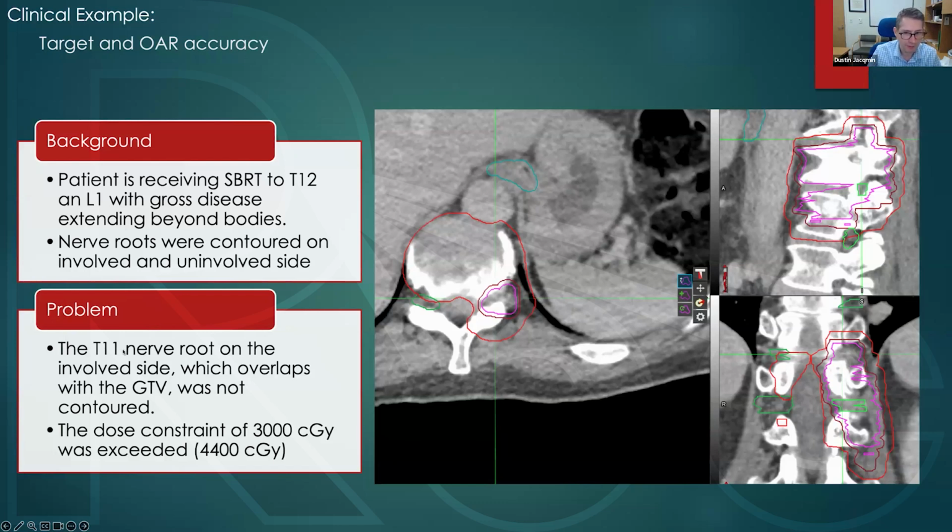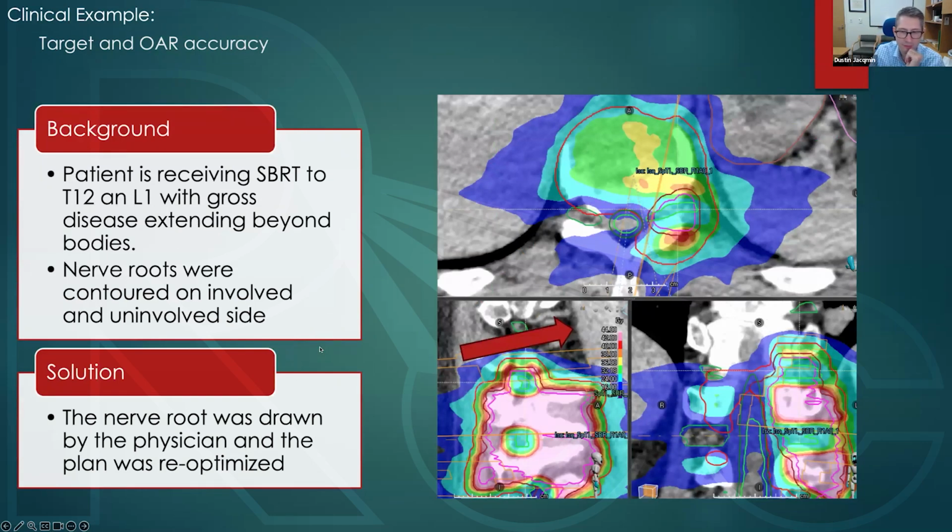However, the T11 nerve root on the involved side, which is located right here, right where the crosshairs are inside of this GTV, was missed. The physician got up there, but then forgot to finish the contours. The dose constraint for this nerve root was 30 gray, but the physician treated the GTV here up to 44 gray. And so this nerve root was greatly exceeded in the first version of the plan. This was discovered by a physicist. The physician drew a new root here, and then the plan was re-optimized to protect that nerve root.